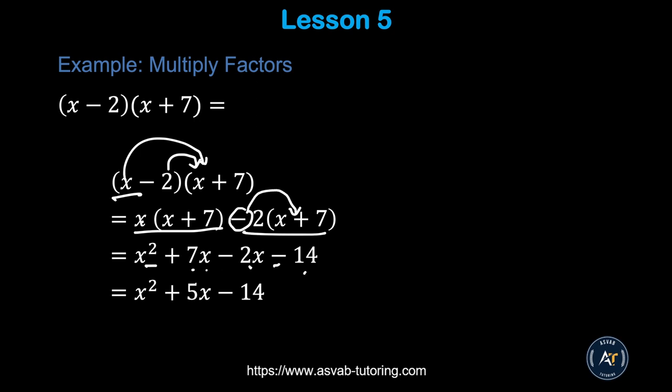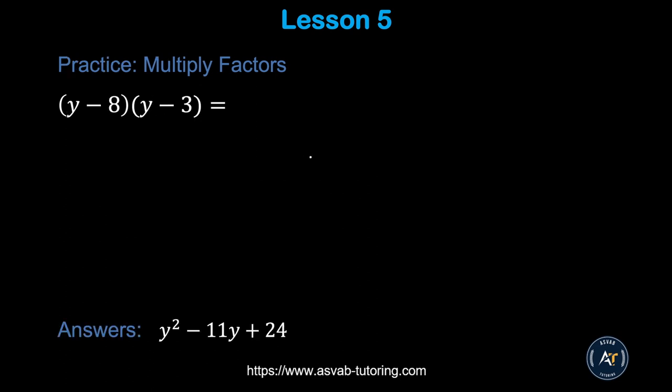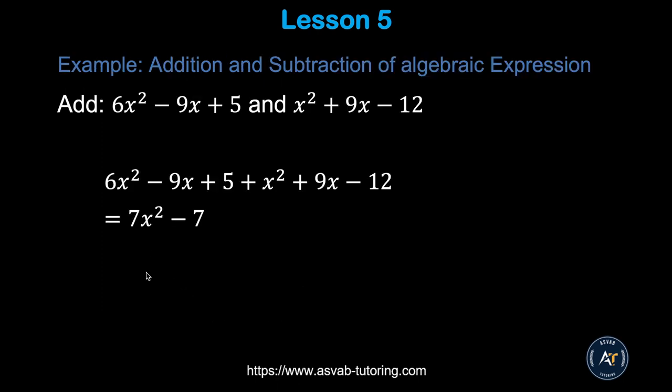Now simplify the like terms. They have two different signs here, so you subtract the small number from the big number and keep the big number's sign. That gives you x squared plus 5x minus 14. So this is a practice problem. Try it by yourself and make sure that you get this answer. If you don't get this answer, make sure that you practice the previous example. It will help you. The next thing we'll learn is how to simplify algebraic expressions.